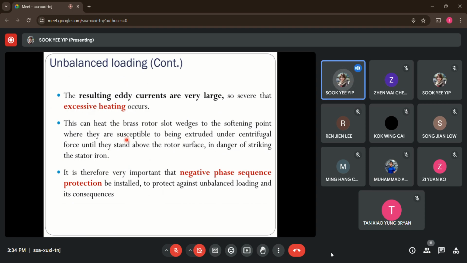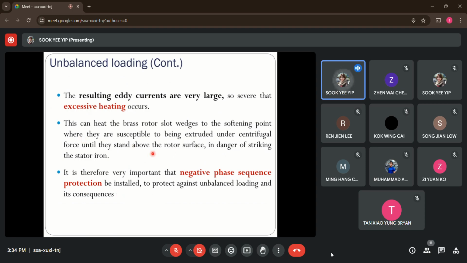So we can say that negative sequence components, even with small magnitudes, generate high heat that could damage the generators. This problem can be solved by implementing negative phase sequence relays. That's how we deal with unbalanced loading conditions as well as their consequences.